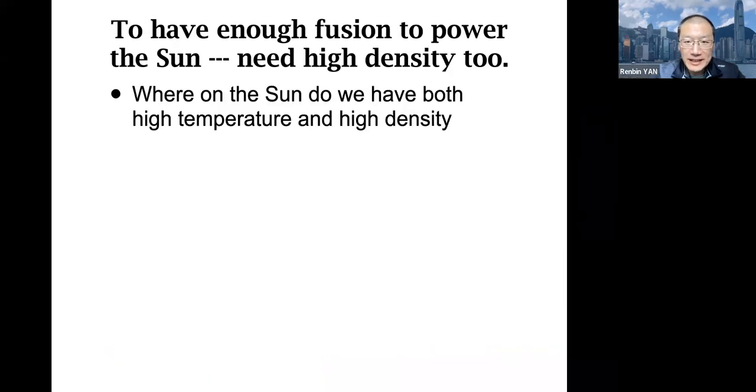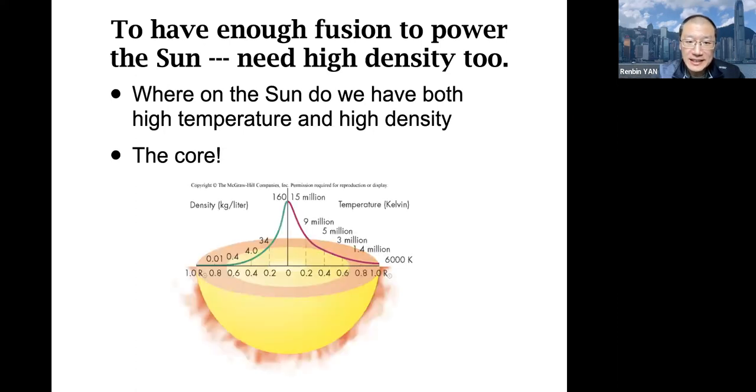So to have enough fusion to power the sun, we need very high density as well. We not only need high temperature for them to move fast, but also high density to have enough protons that by chance are on a collision course, moving directly toward each other. And then they can get close enough to form helium. So where on the sun do we have both high temperature and high density? It is in the center of the sun.